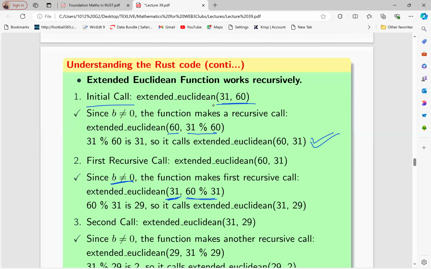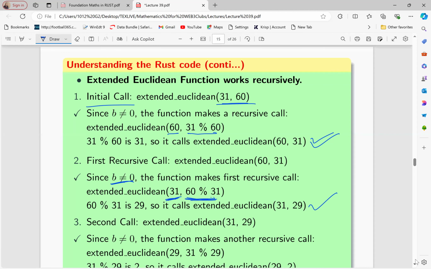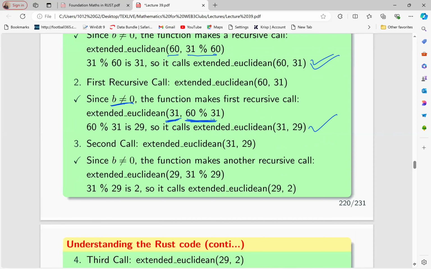Is that okay? B, which is that 1, the remainder of A on division by B. And this remainder looks like 29. So this is the call. Good. Now B is not 0, so again there must be another call. What is that call? 29, which is B, then the remainder of A on division by B. And of course, this remainder is 2.